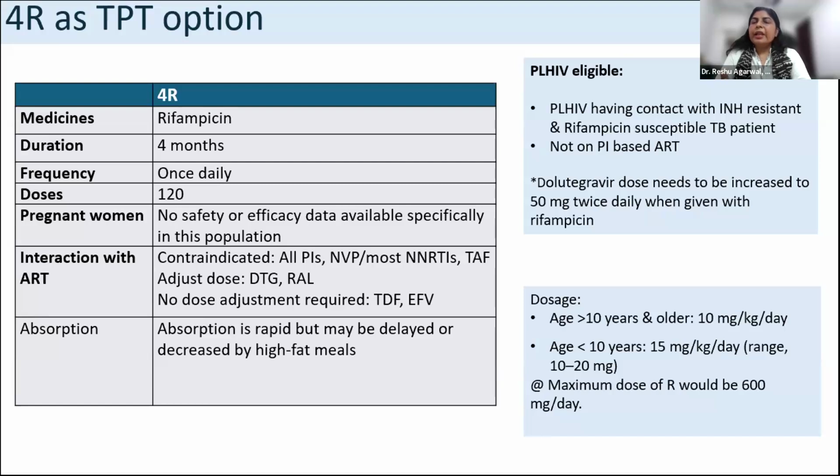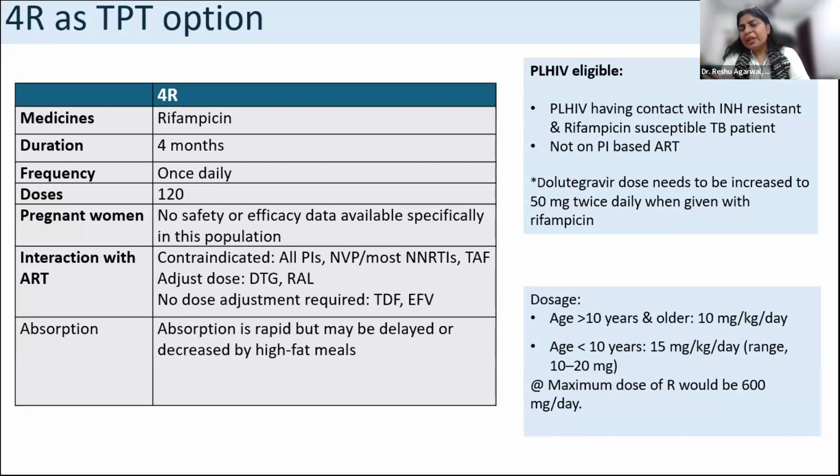So the eligibility criteria for the PLHIV would be the PLHIV who have a contact with the INH resistant but rifampicin susceptible TB case. And it is not to be given to the patients who are on PI-based regimen. And as you know, as we do with the ATT, when you give a rifampicin-based ATT to the PLHIV, you increase the dose of DTG from 50 milligram to 100 milligram daily. So you give an additional 50 milligram.